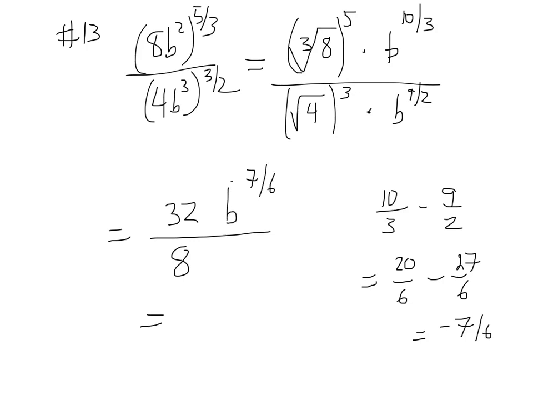Final answer. I take 8 over 32 and I reduce. That's 4. And then the b has a negative exponent. So the b goes to the bottom. So I get b to the 7/6 down on bottom.